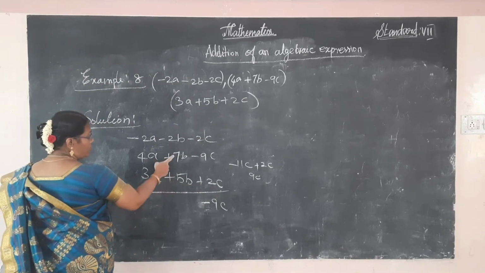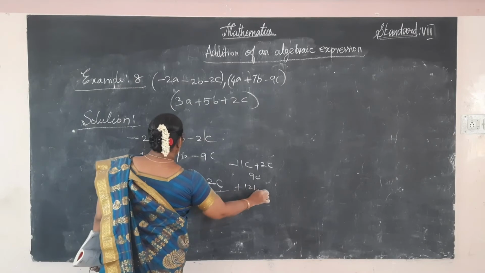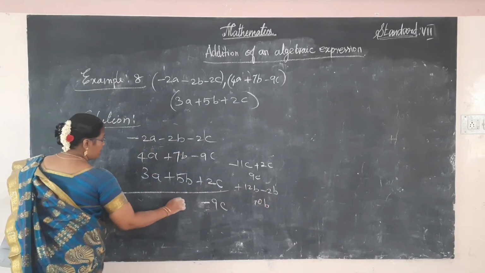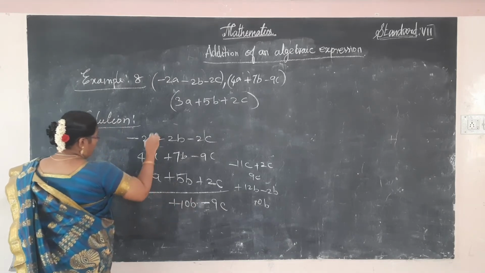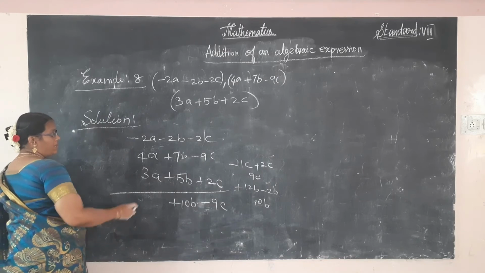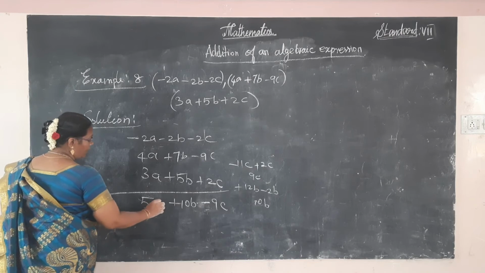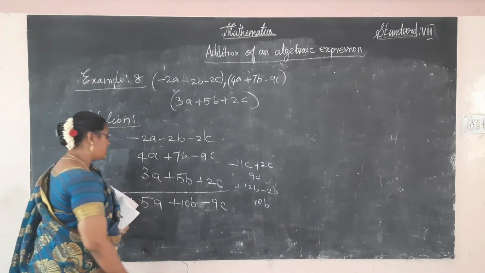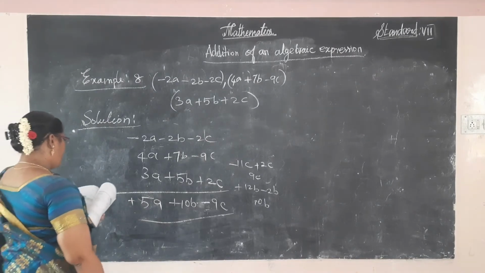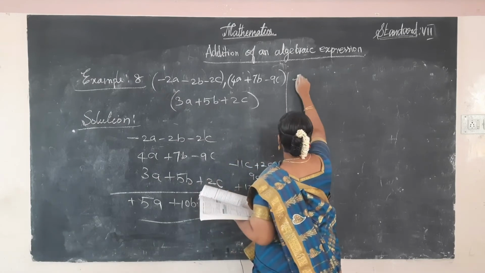So add these two values: 12b minus 2b, what do we get? 10b. The greater number's sign is positive, so 10b. Now simplify these values. 4 plus 3 is 7, 7a minus 2a is 5a. The greater number's sign is positive. So the answer for this problem is 5a plus 10b minus 9c. Okay, and next example.